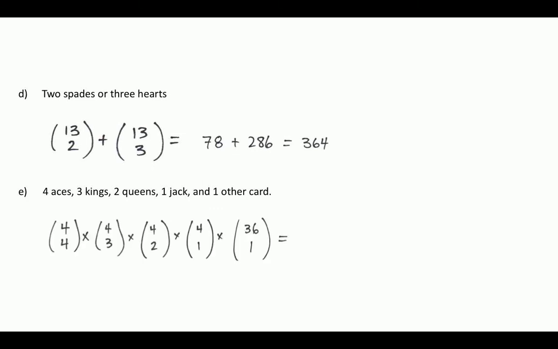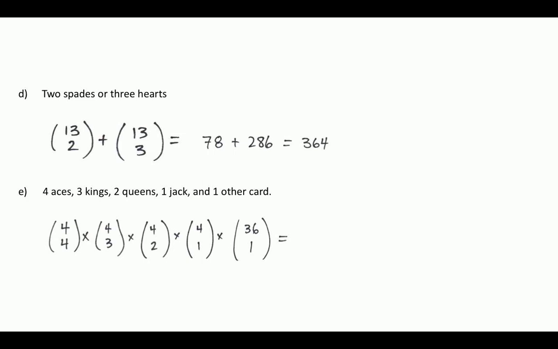The 3 kings we've seen before. It's 4 choose 3. The 2 queens is 4 choose 2. The 1 jack is 4 choose 1. And if we want 1 other card that is not an ace, king, queen, or jack, then we take our 52 cards in the deck and we just subtract out the aces, kings, queens, and jacks. It leaves us with 36 cards in the deck. And we only want 1 of them.